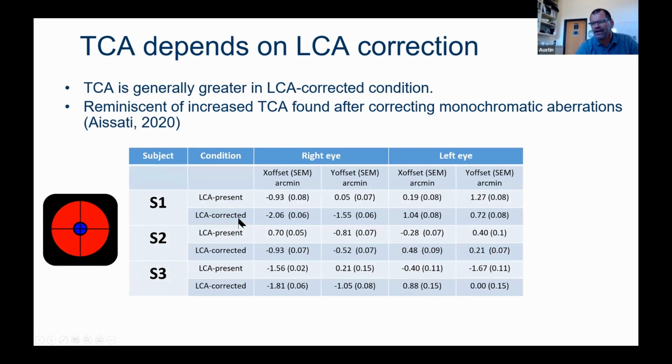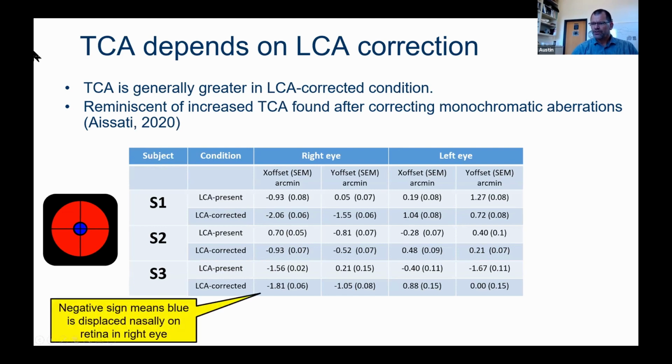But let me show that the LCA corrected condition, when the LCA is corrected with the trombone system, the TCAs, the perceived TCA that we measure, are generally greater in the LCA corrected condition. This is reminiscent of an increased TCA found after correcting monochromatic aberrations in a study led by Susanna Marcos, published just last year. So TCA is not necessarily constant. It depends on the quality and properties of the image that lands on the retina.